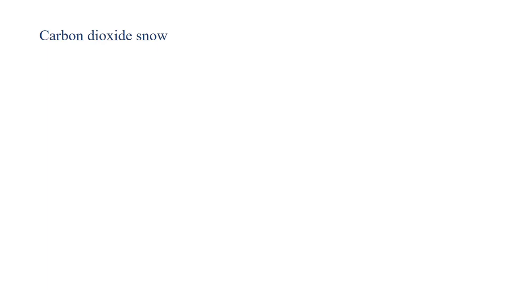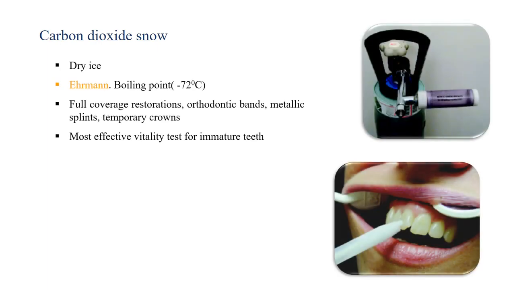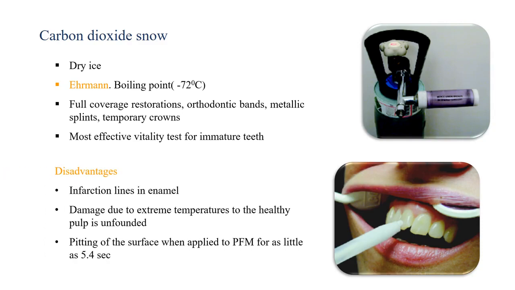Coming to carbon dioxide snow, it is one of the most effective methods of eliciting pulp vitality in immature teeth, because immature teeth do not have completion of myelination of the nerve fibers. So such lower temperatures are able to elicit a positive response if the pulp is vital. However, if you are testing vitality of a porcelain fused to metal crown or a ceramic crown, it is better not to use carbon dioxide snow, because it will result in pitting of the surface of the crown.